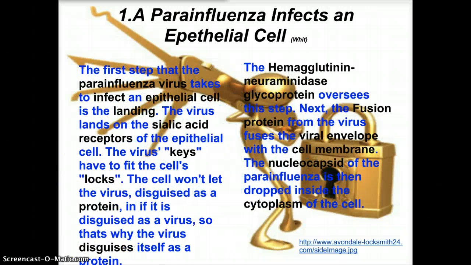The first step that parainfluenza takes to get into an epithelial cell is the landing. The virus lands on the sialic acid receptors of the epithelial cell. The keys of the virus have to fit the cell's locks. Otherwise, the cell won't let the virus in. The virus has to be disguised as a protein. The HN glycoprotein oversees this step. Next, the fusion protein fuses the viral envelope with the cell membrane. The nucleocapsid of the parainfluenza is then dropped inside the cytoplasm.